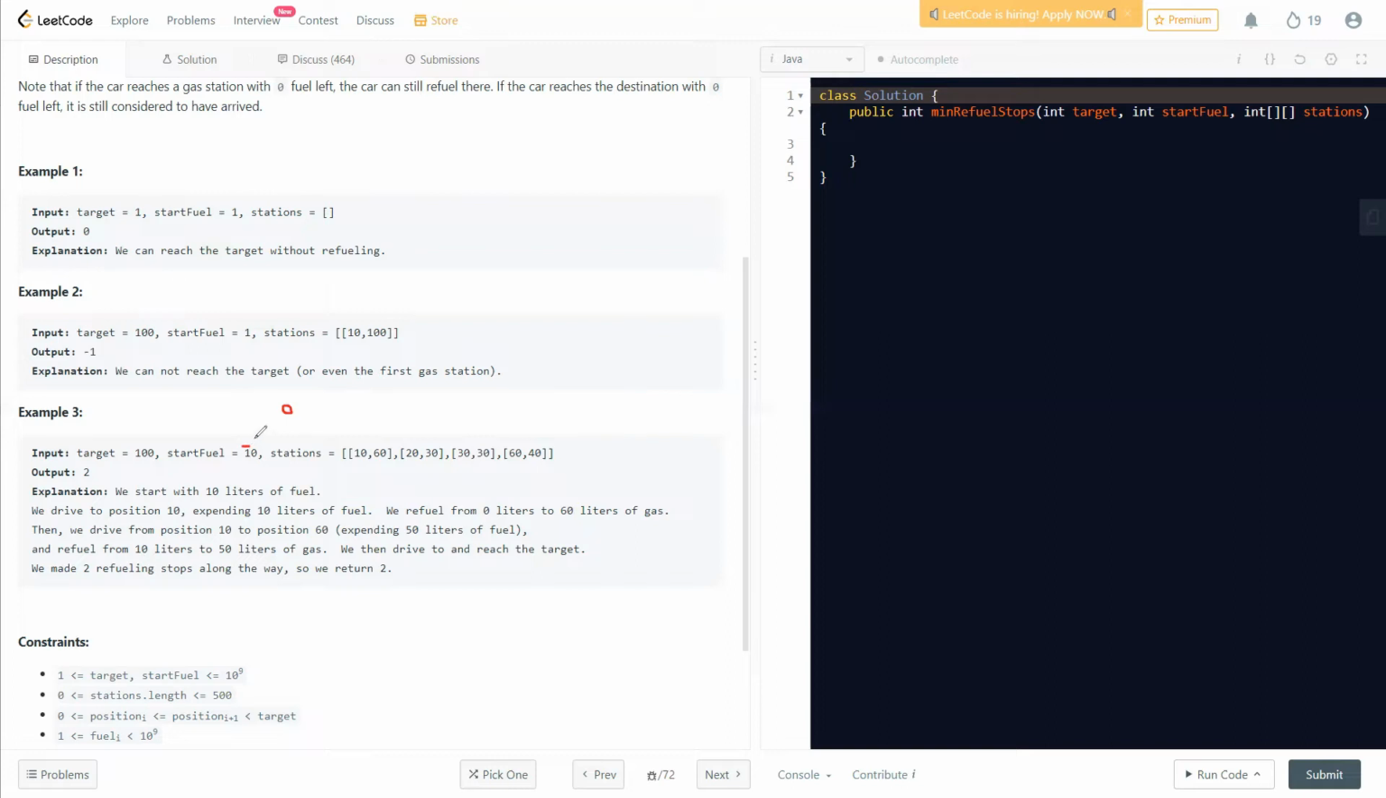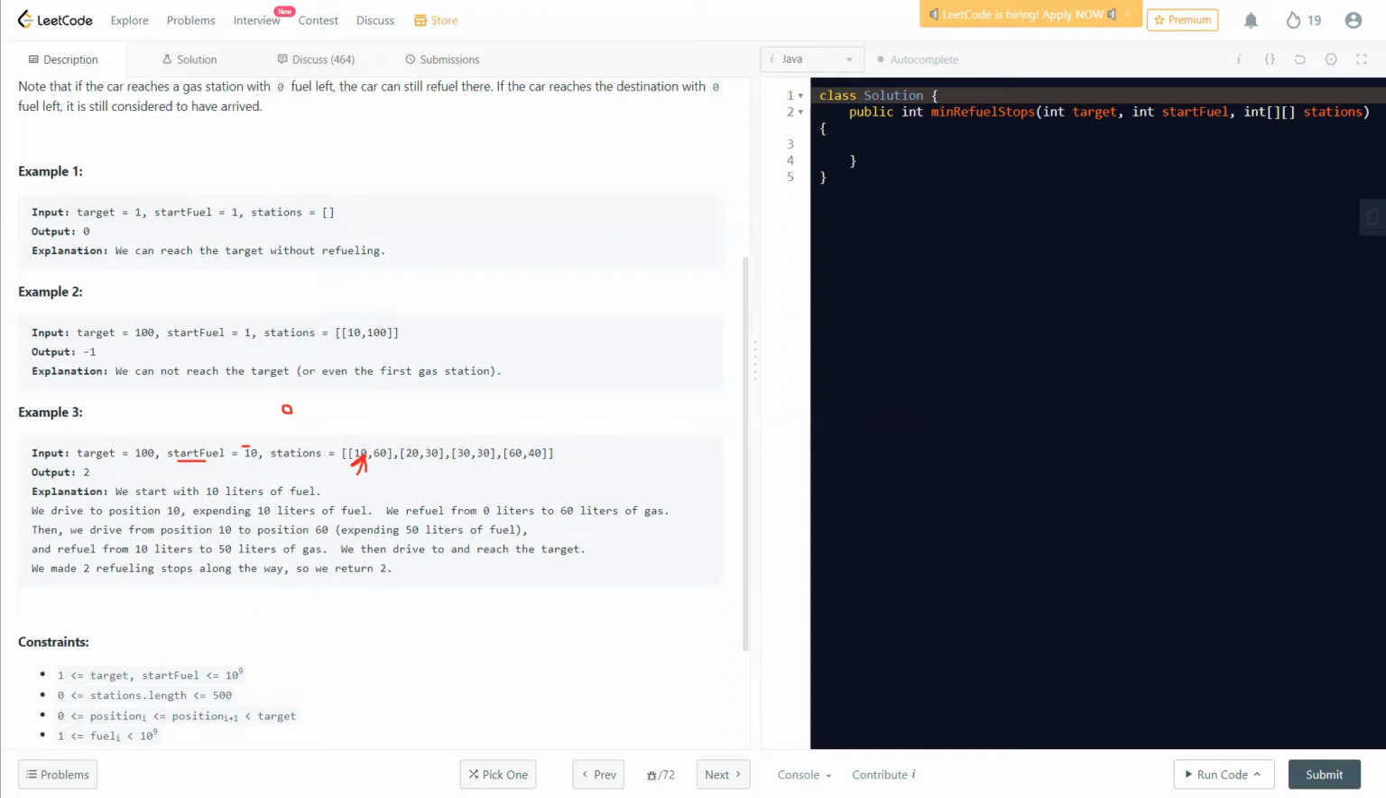Fine. So the first stop is, what is the max distance we can reach out of this start fuel? The max distance we can reach is 10. Okay, the question is, after we give up our first stop, what is the max distance we can reach? So with these 10 liters, we know anyways we can reach a distance of 10. We cannot go anywhere else. Fine. So we know we have to take a stop at this position.